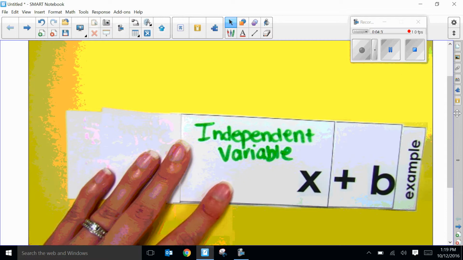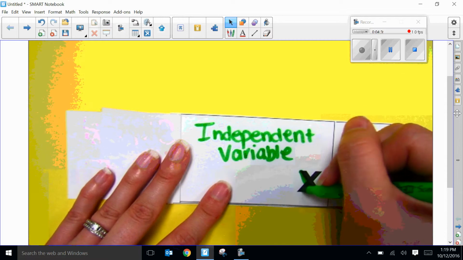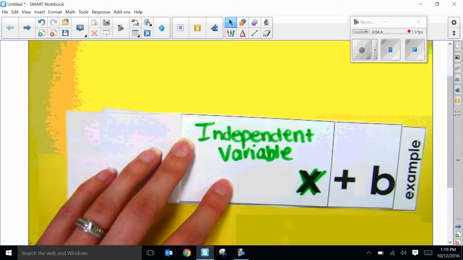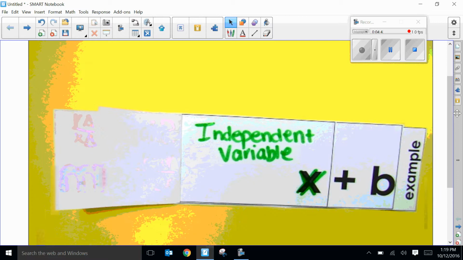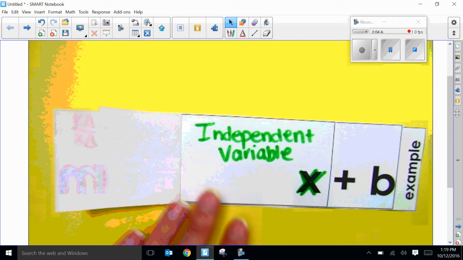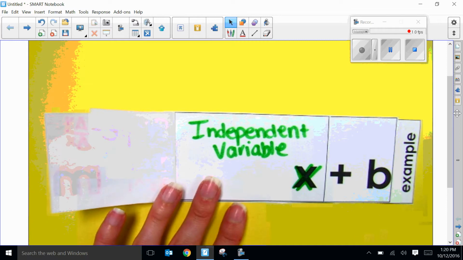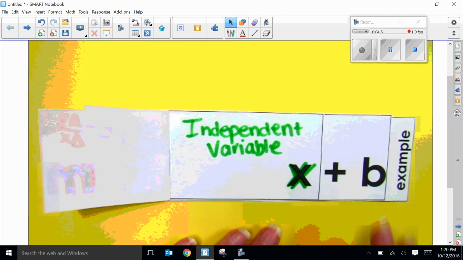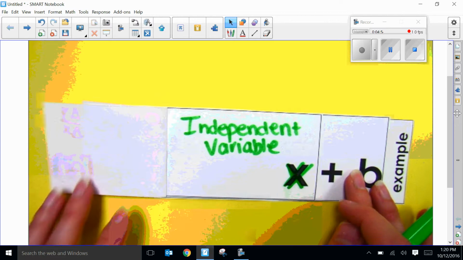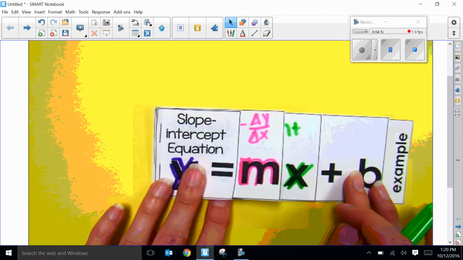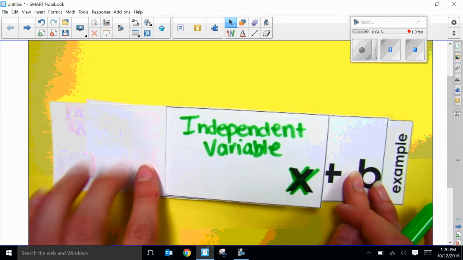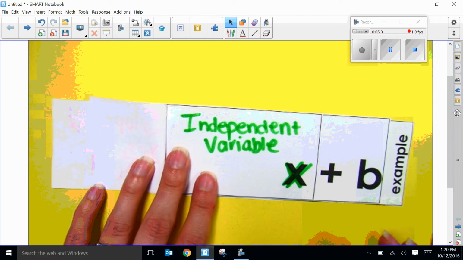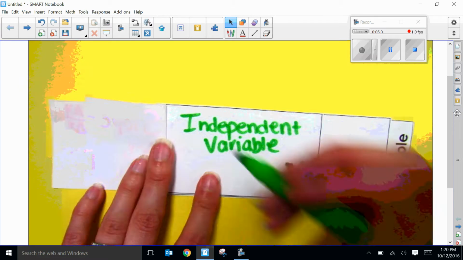Okay, and this is our x, our independent variable. Often this is time, sometimes it's days. Anything that has to do with time is normally an independent variable, because it is what's increasing while it is causing the other to increase. So this is my independent variable. We also call this our input.